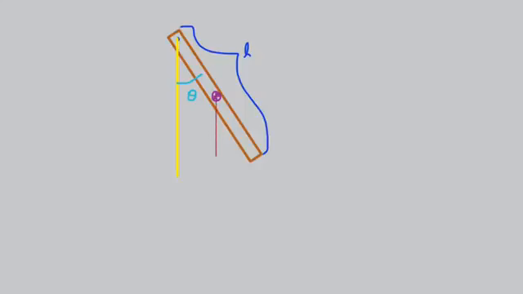Okay, so here's our mg acting down, and we have two components to it, of course, just like we always have. We have the force in that direction, and we have the force in this direction, and this one right here is our mg sine theta, just like with our regular pendulum.